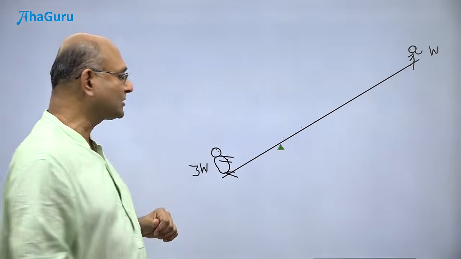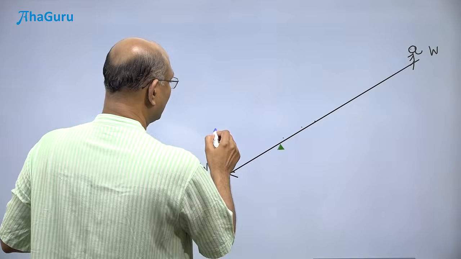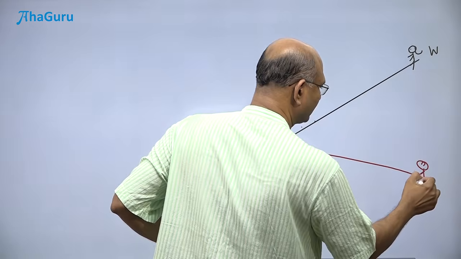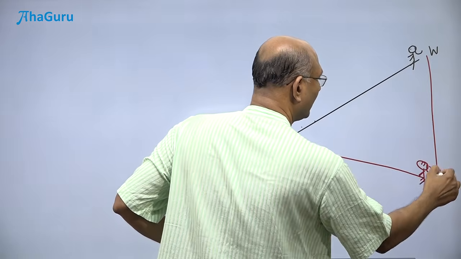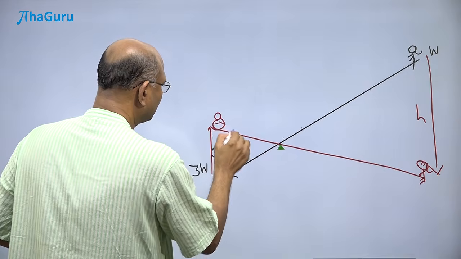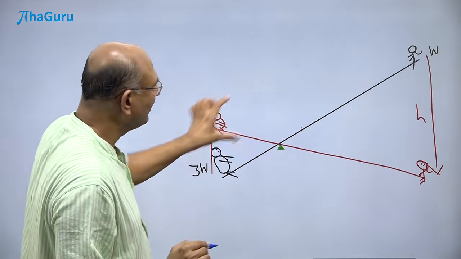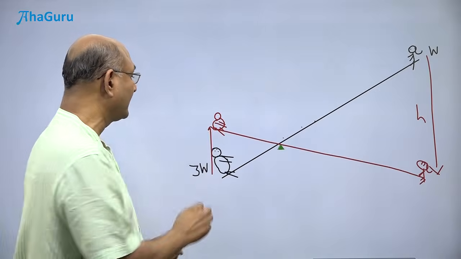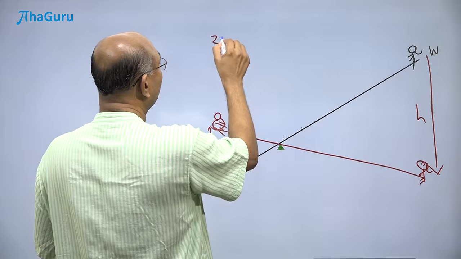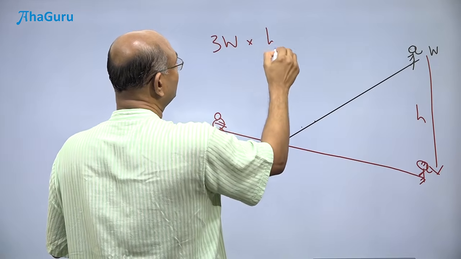When I move it that much closer, then what happens? Then again they start moving. The girl goes down by a height h and the boy goes up by a much smaller amount, and when you calculate it exactly, it turns out that this is h by 3. And again 3W into h by 3.